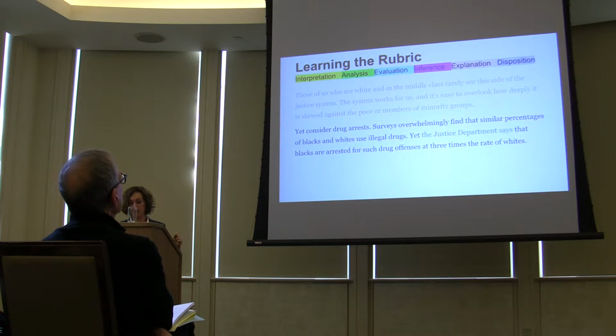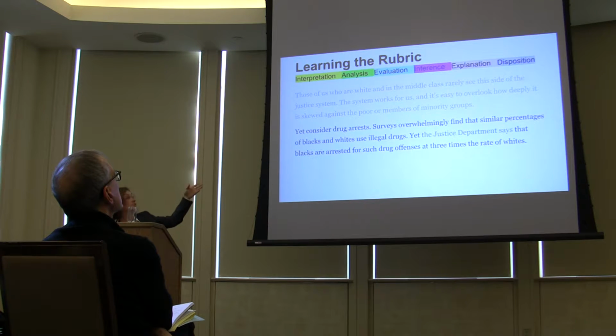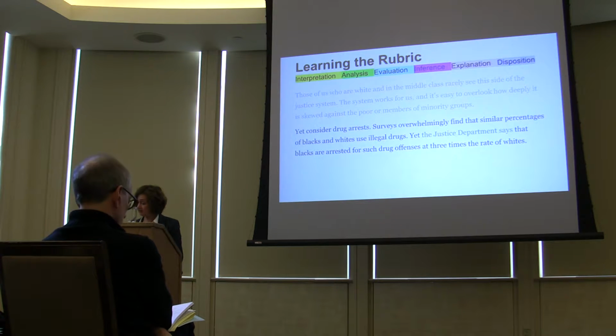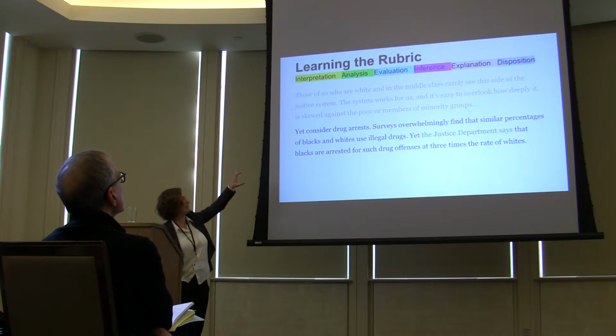again, the whole paragraph. Those of us who are white and in the middle class rarely see this side of the justice system. The system works for us, and it's easy to overlook how deeply it is skewed against the poor or members of minority groups. So this is the part that I want you to think about, which cognitive skill is this. Yet consider drug arrests. Surveys overwhelmingly find that similar percentages of blacks and whites use illegal drugs. Yet the Justice Department says that blacks are arrested for such drug offenses at 3 times the rate of whites. So what is this part of the paragraph?